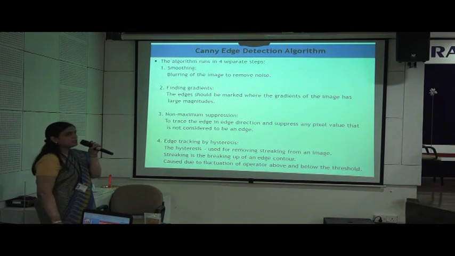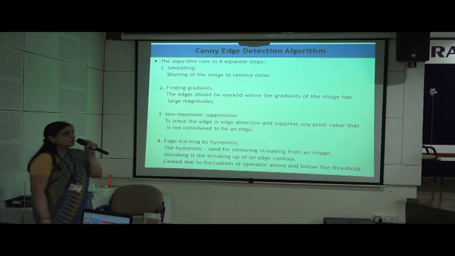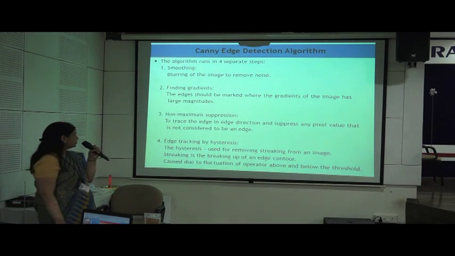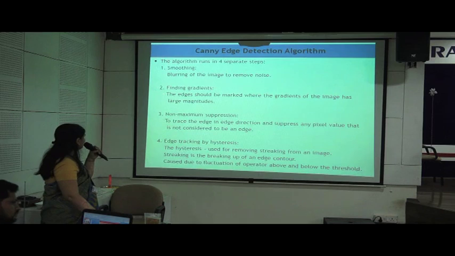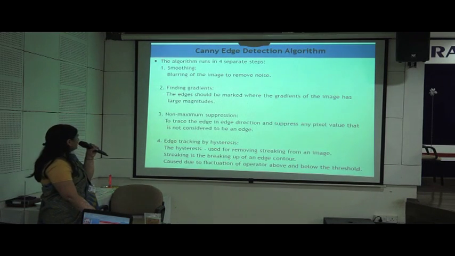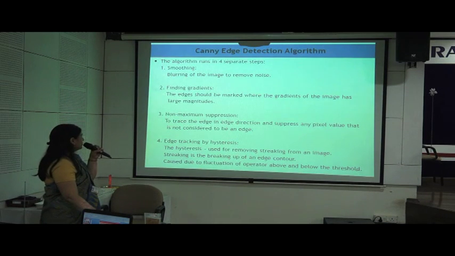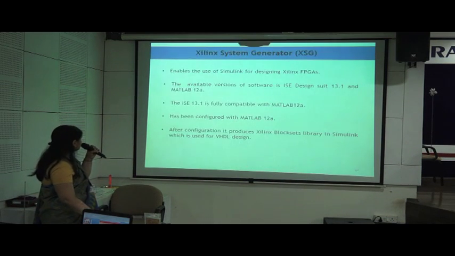This algorithm runs in 4 separate steps. Smoothing, which is blurring of the image to remove the noise. Then finding gradients. The edges should be marked where the gradients of the image have large magnitudes. Non-maximum suppression is to trace the edge in edge direction and suppress any pixel value that is not considered to be an edge. And then edge tracking by hysteresis. That is, hysteresis is used for removing the streaking from an image.